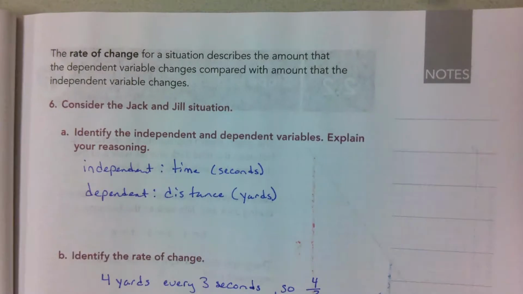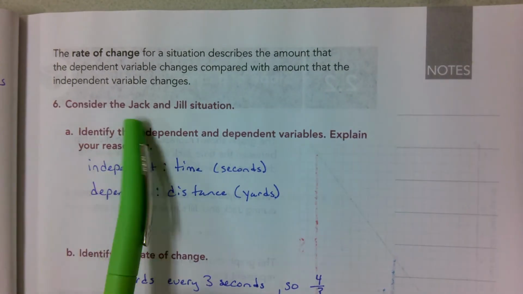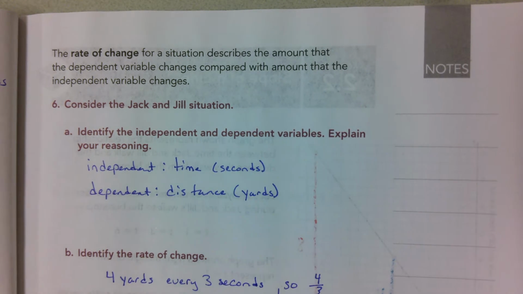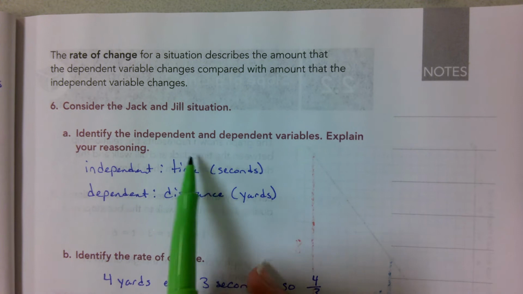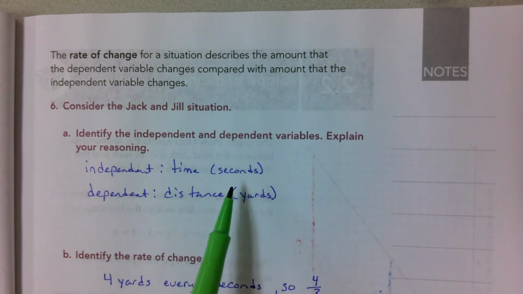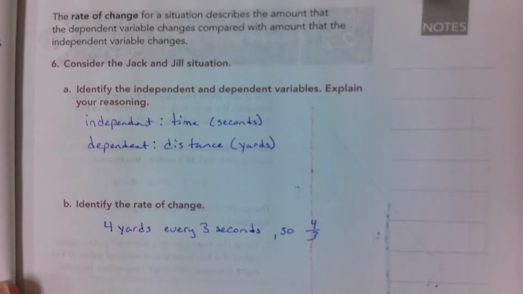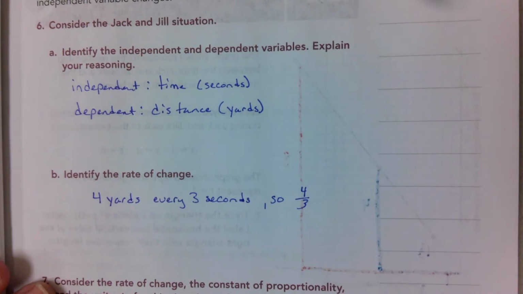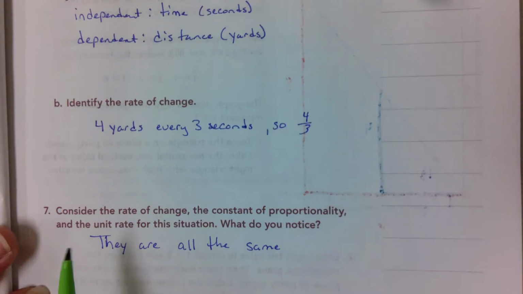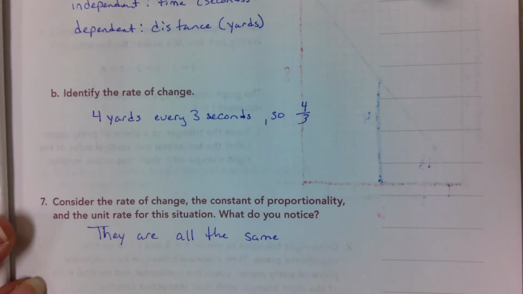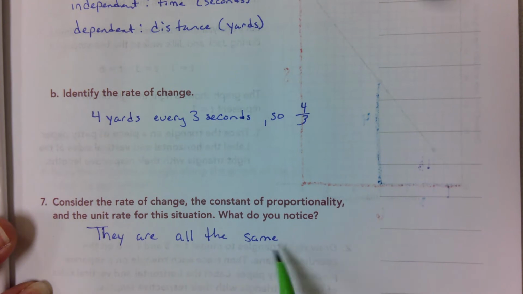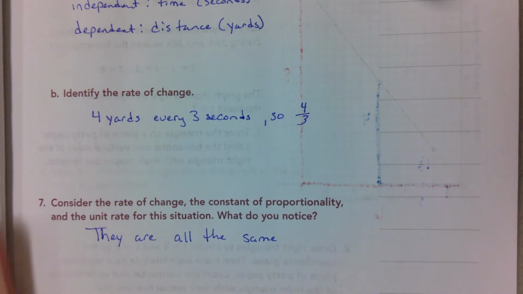All right, so the rate of change. Consider the Jack and Jill situation. Identify the independent and dependent variables. Our independent variable is time. Time is always independent. Dependent, our distance depends on that time of walking, correct? Our rate of change is 4 yards every 3 seconds, so 4/3 per second. Considering the rate of change, the constant of proportionality, and the unit rate for the situation, what do you notice? They are all the same thing. 4/3 is 4/3 is 4/3.